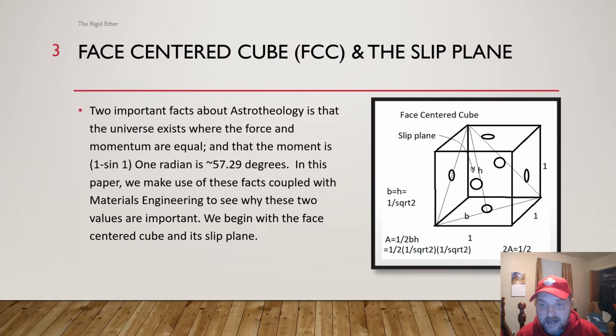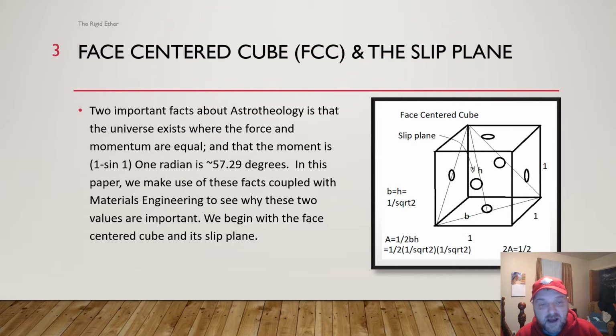The Teflon is like a face-centered cube, and there's a slip plane in the face-centered cube, and we calculate the angles of that face-centered cube. Two important facts about the astrotheology theory, which is my theory on mathematical physics about the whole universe, not just the ether, but the whole universe, is that the universe exists where the force and the momentum are equal. Of course, force equals ma, momentum equals mv, so that's saying that v equals a. Since acceleration is a derivative of velocity, and velocity is a derivative of distance, then s equals v equals a. That's a critical factor in astrotheology theory.